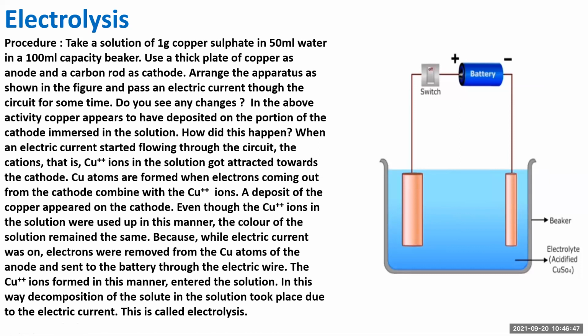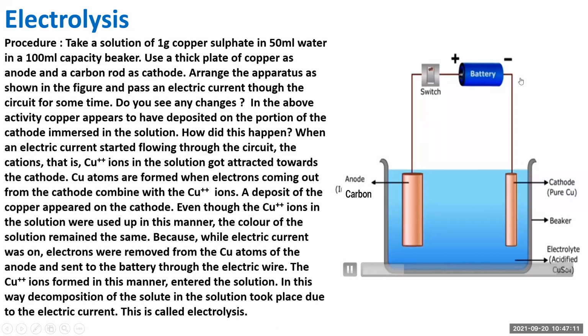And how it is passed, we have to understand in this activity. Now let us see. This is the carbon electrode and this one is a copper electrode. Now what happened as we complete the circuit or switch on the circuit? Electrons start coming out of the battery and move along.